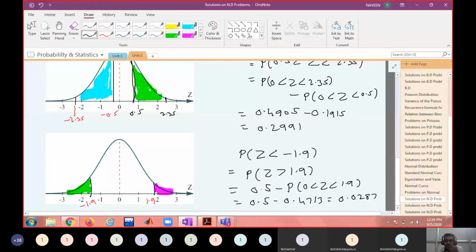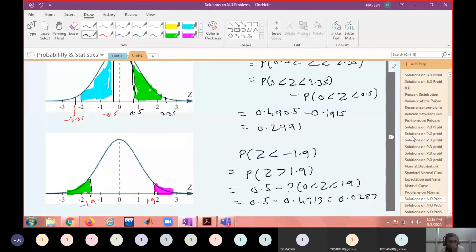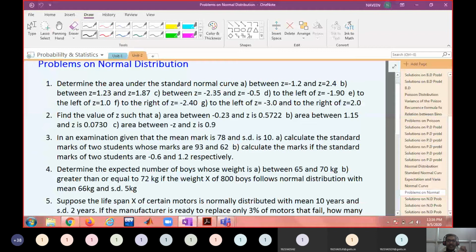Okay. So finding probabilities like this is very important, because in the remaining discussion we'll be using this standard normal table heavily. So we should be able to find normal probabilities for different cases like this. If you have good practice, then the rest of the discussion will be easier. What is the next one?